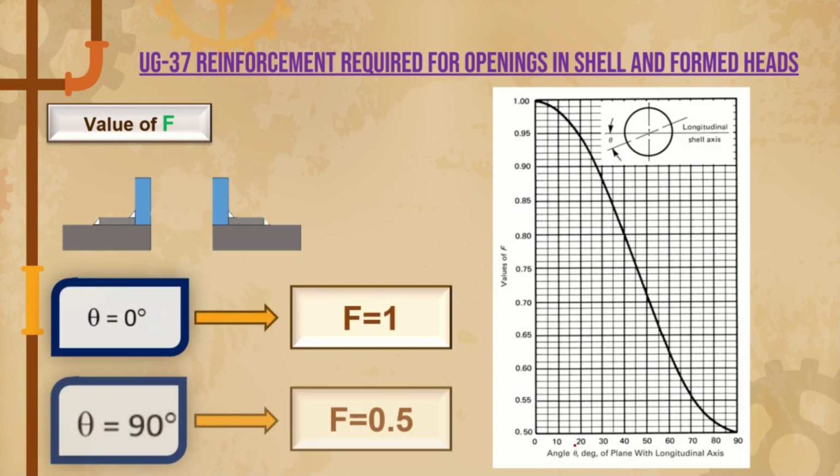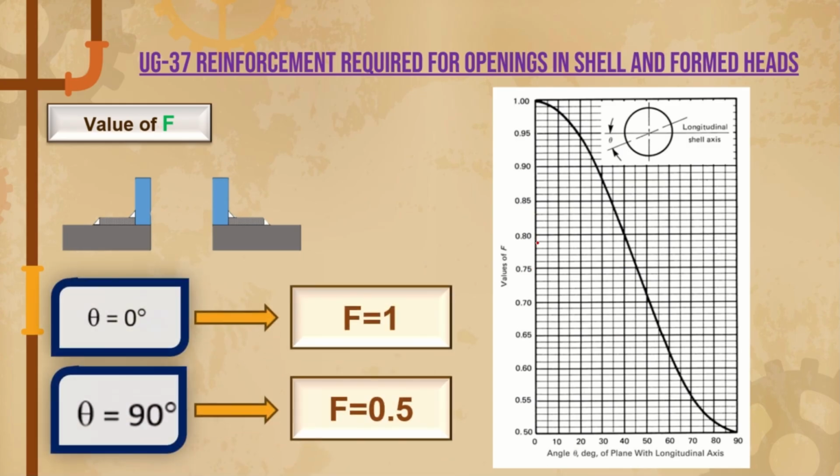You can see here, this is the table available in UG-37. If you open the code book, you will find this table in UG-37, guys. This is the angle theta plane, and this is the value of the F correction factor. That is, if theta is equal to 0, your F is equal to 1.